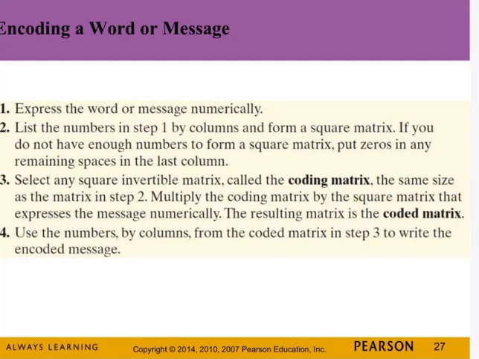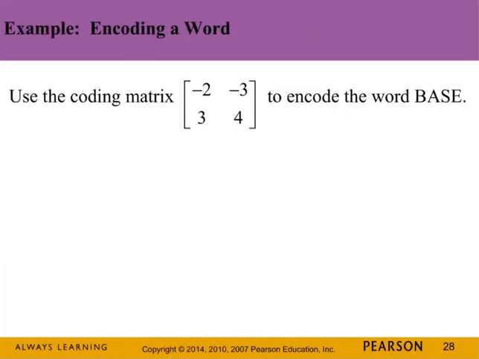Okay, that's interesting. So use this coded matrix to encode the word base. I think this is an invertible 2x2 matrix, so we can use it to encode the word base, right? So if we convert the word base into numbers, B should be 2, the second letter in the alphabet. A is 1. I'm going to do it column-wise. S. Now, I don't know S. Let me think about it.